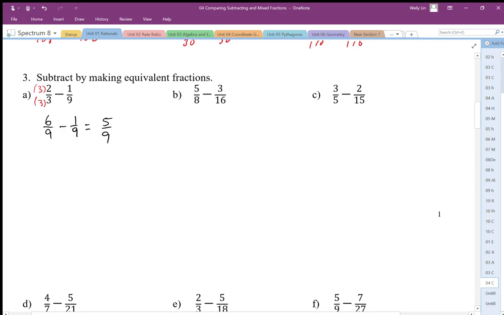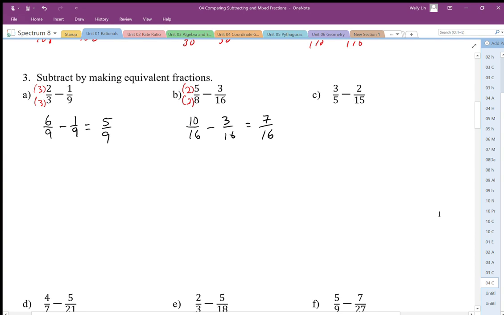So here we need a common denominator. Common denominator is 16. So I'm going to times by 2, times by 2, and I'm going to end up with 10 over 16 minus 3 over 16. And that's going to give us 7 over 16 as our difference.